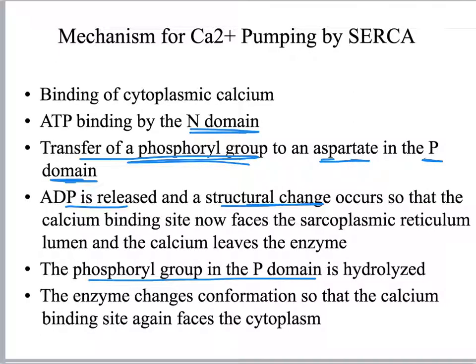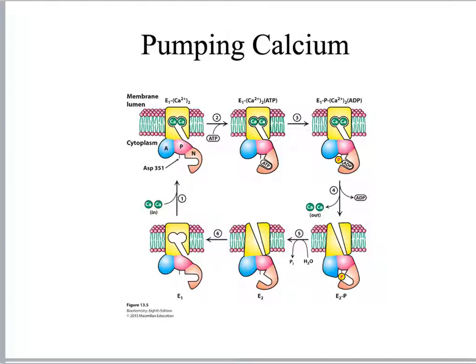Okay, we're going to get rid of that. And when that happens, the protein will change conformation so that it reverts back to the original position and can go on and bring more calcium in. This is just pictorially looking at what we just talked about.